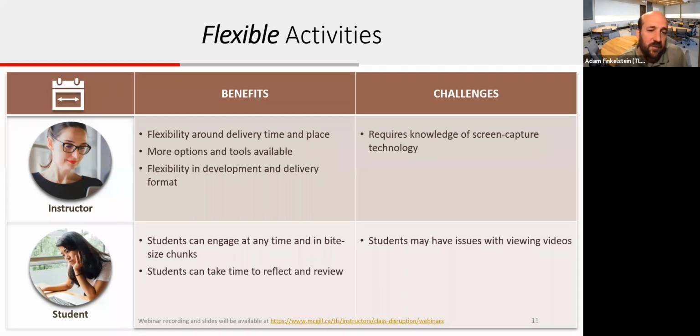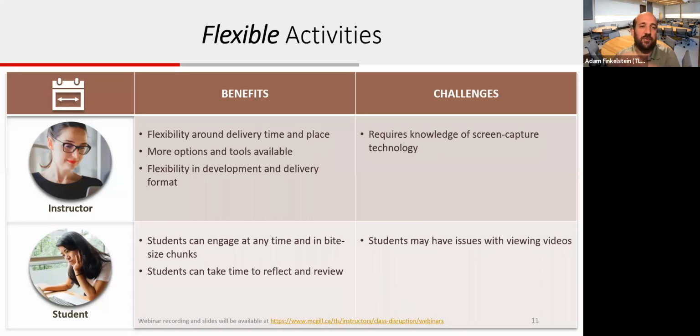Of course, with students, the big benefit is they can engage anytime in bite-sized chunks, and they can take their time to reflect and review, do a little bit of content, maybe have an opportunity for reflection, think about it, have a discussion, etc. Spread out the learning instead of it just being one fixed moment in time. And of course, the challenge is that there are always issues with viewing video. There are always technology issues that we have to be made aware of and things to think about moving forward.